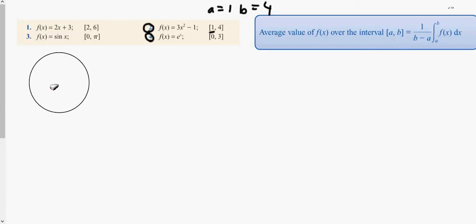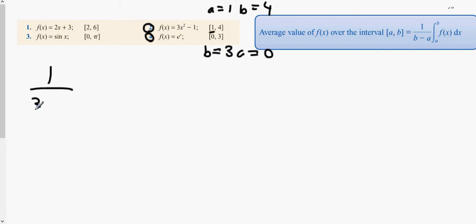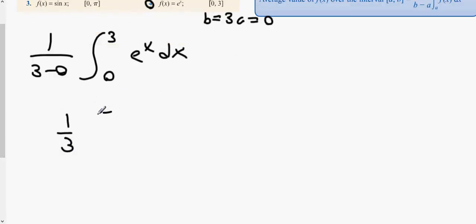So question 4 is the function e to the x. Okay, so once again the average value is going to be 1 divided by b minus a. So b is going to be 3, a is going to be 0. So it's going to be 1 over 3 minus 0, times the integral from 0 to 3 of f of x, which is e to the x dx. Okay, and now we're going to get a third, times the integral of, when you integrate e to the x, you get e to the x, and that's from 0 to 3.